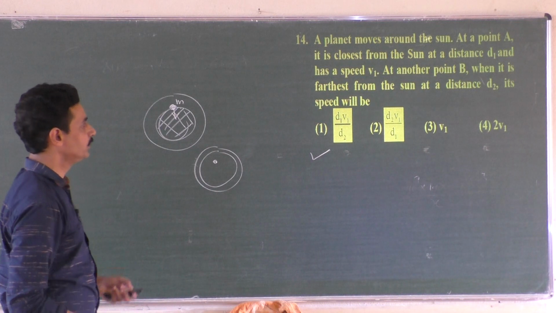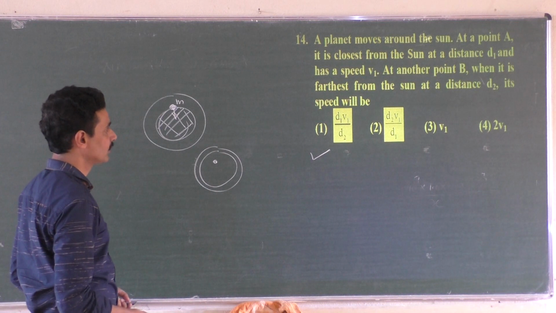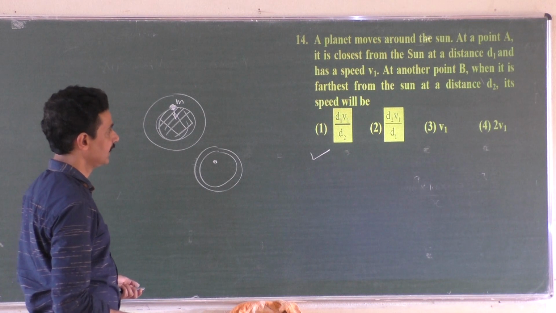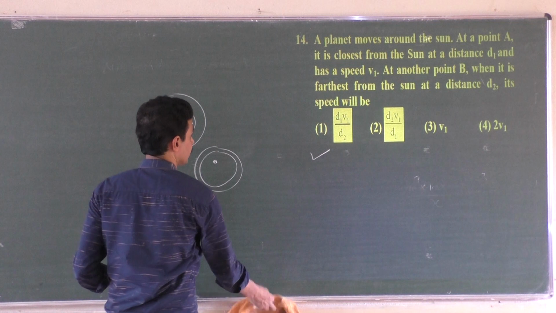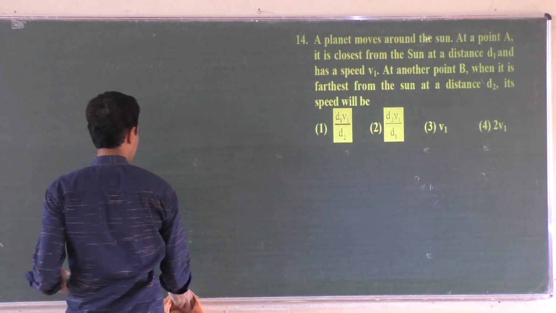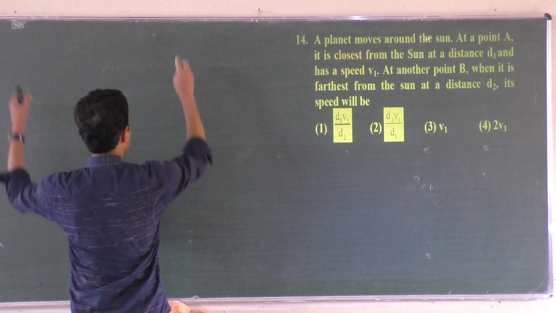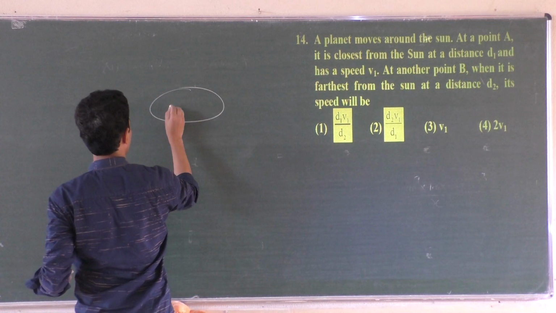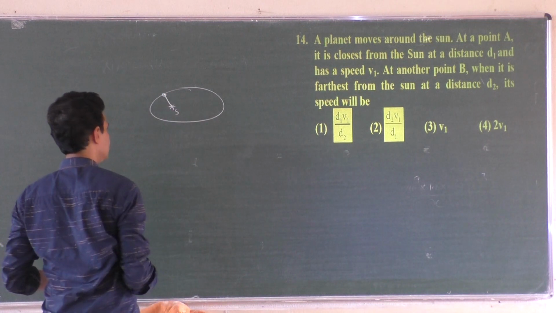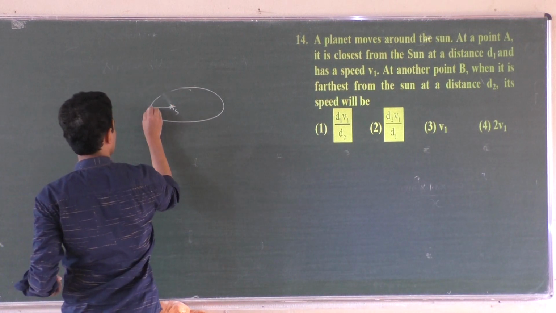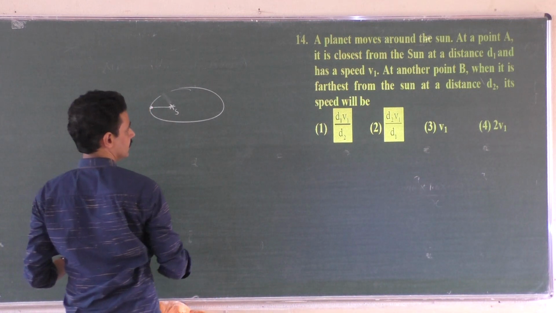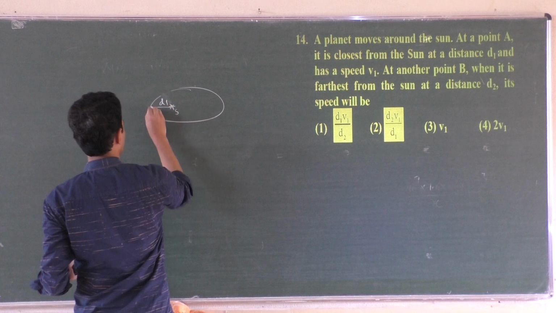14. A planet moves around the sun. At a point A, it is closest to the sun. The sun is at a distance d1 and the planet has a speed v1. Closest to the sun, yes. That is the law of areas: the line drawn from the sun to the planet sweeps out equal areas in equal intervals of time. Say this is the closest part, at point A, distance d1 and speed v1, okay?